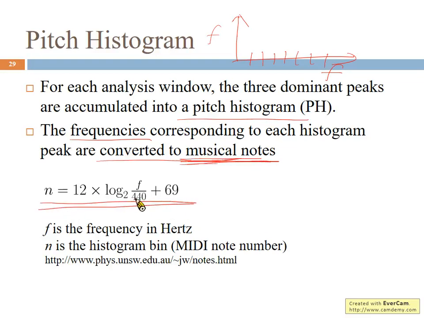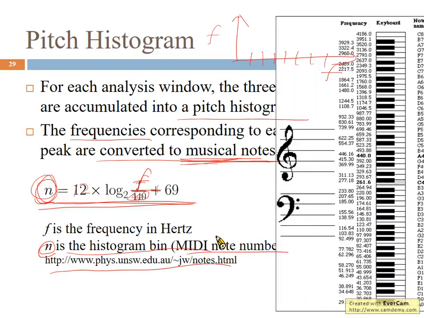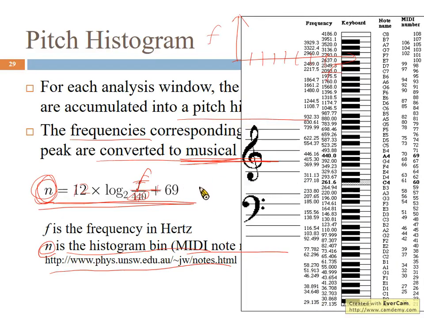This is the transformation equation. Given a frequency f, we divide it by 440, take the log, multiply by 12, and then add 69. Then we can transform this frequency into a musical note, and each musical note is denoted by a real number. Here is an example. We can calculate n, where n is the histogram bin, which is also the MIDI note number. When we transform a given frequency, we may get note number 75 or 82 and so on. From note 69 to 70, the difference is a semitone.